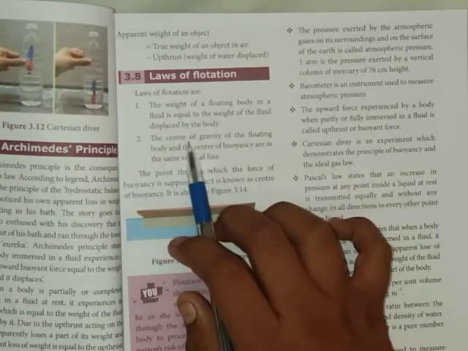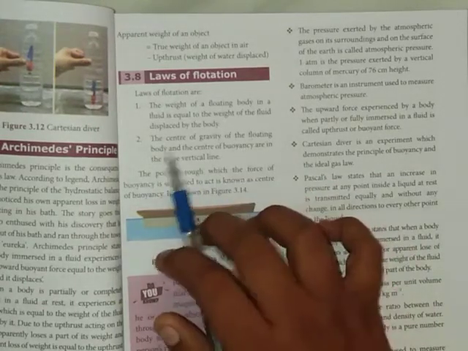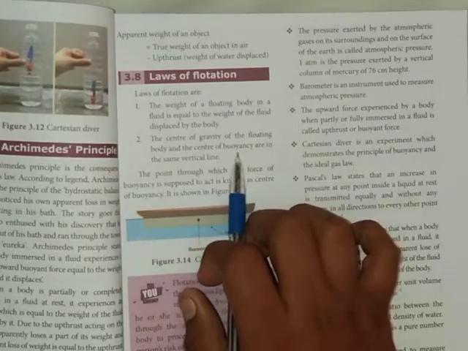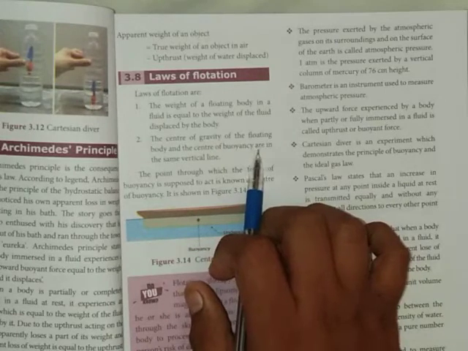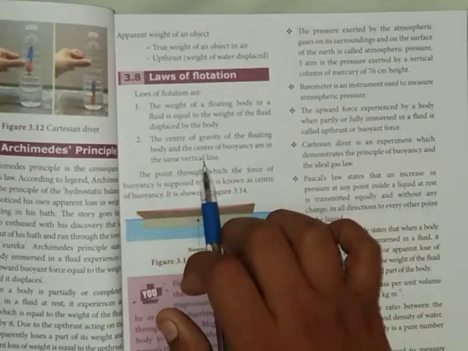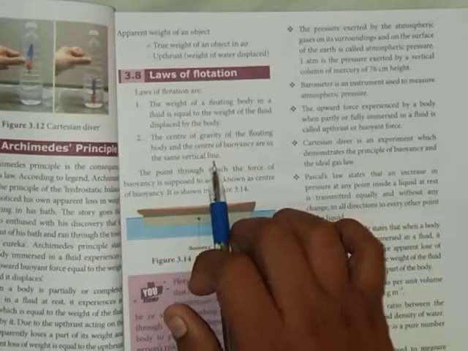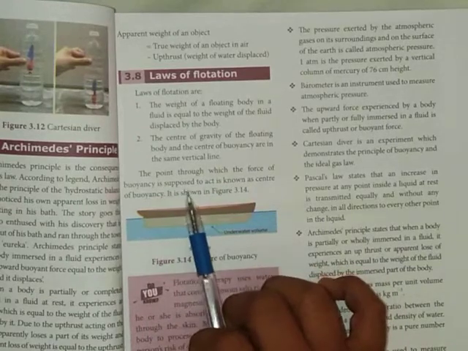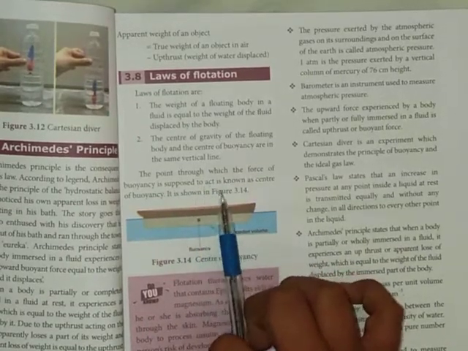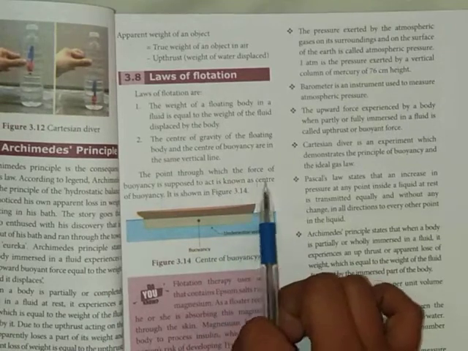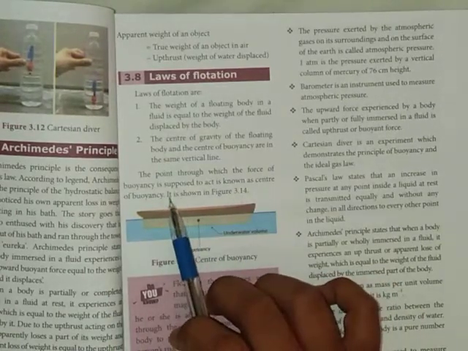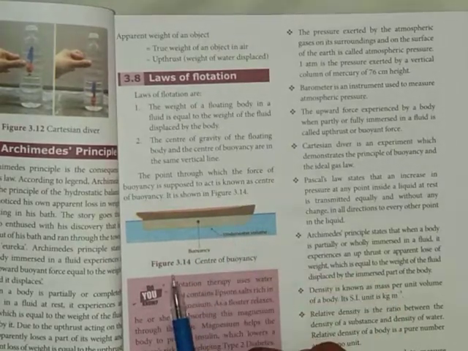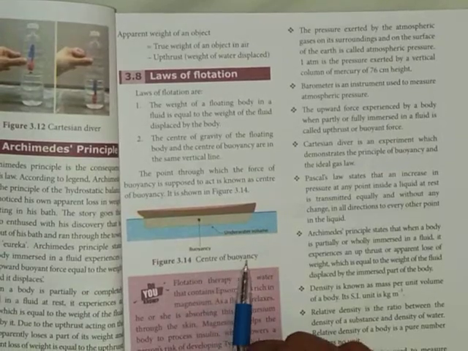Second, the center of gravity of the floating body and the center of buoyancy are in the same vertical line. The point through which the force of buoyancy is supposed to act is known as center of buoyancy. It is shown in figure 3.14. Figure 3.14, center of buoyancy.